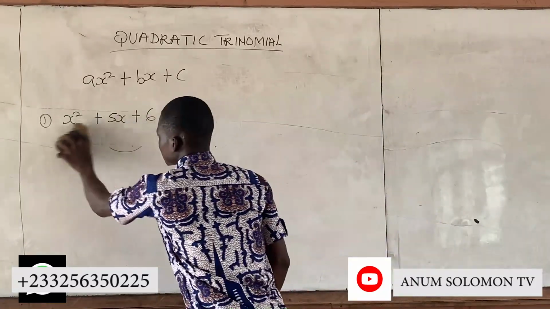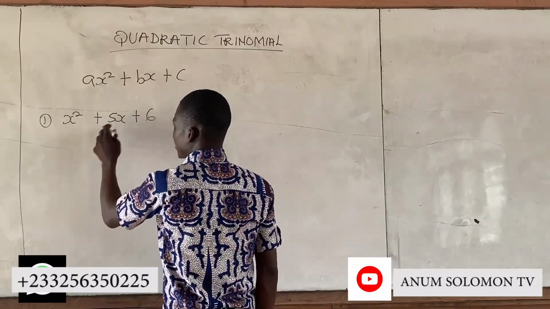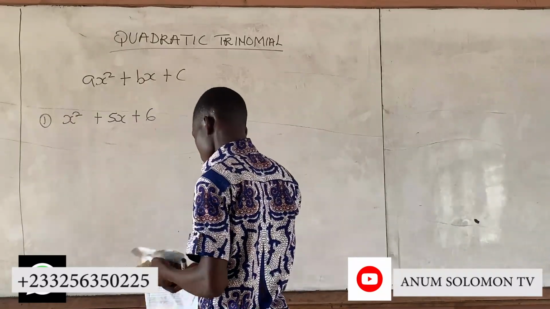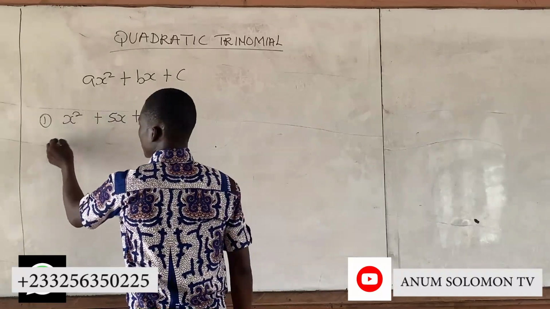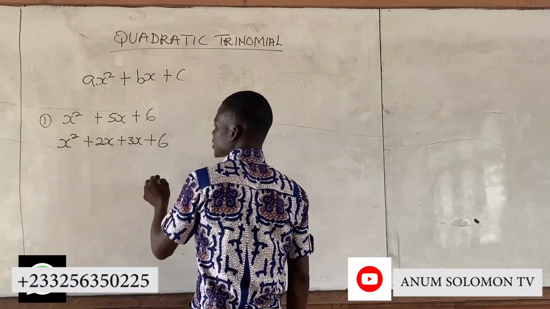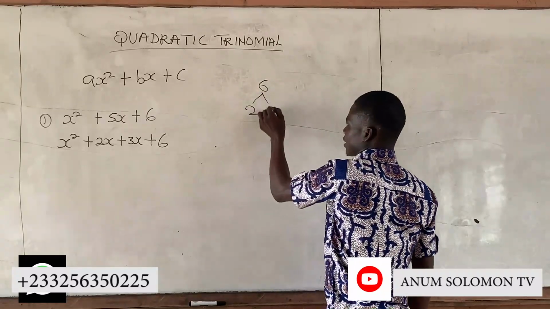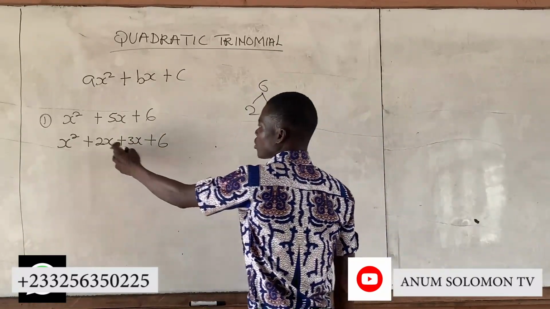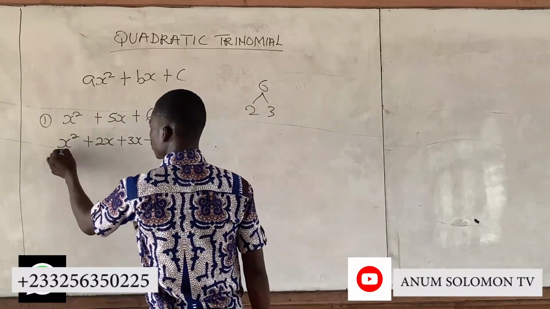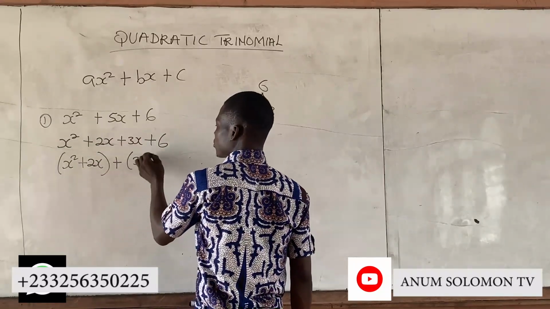So now let's solve this one by replacing the 5 with the factors. We have x squared plus 2x plus 3x plus 6. See that the new factors we got are 2 and 3. The 2 and the 3, you have to write them in terms of the variable x. So let's group them into 2. We have x squared plus 2x, plus 3x plus 6.